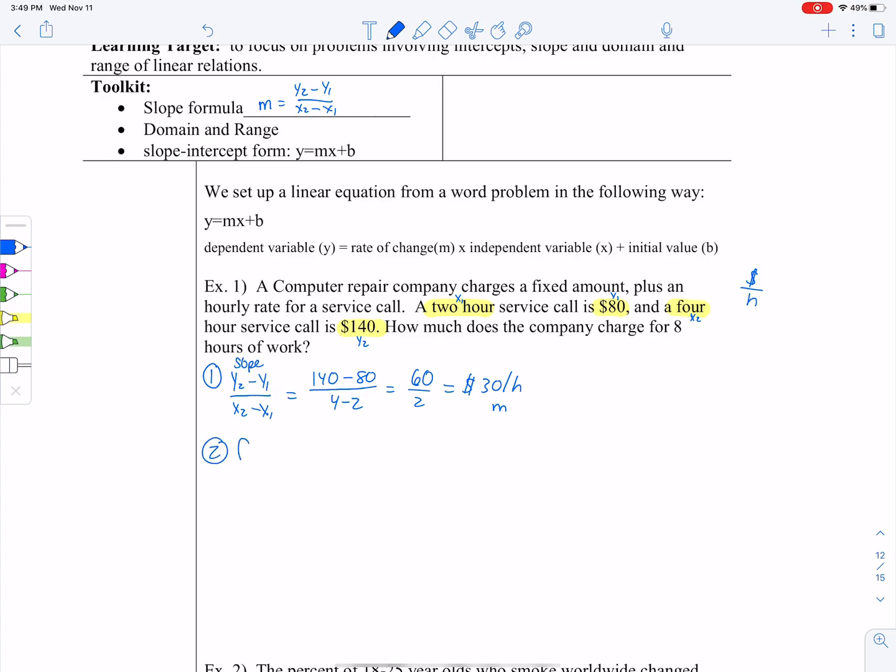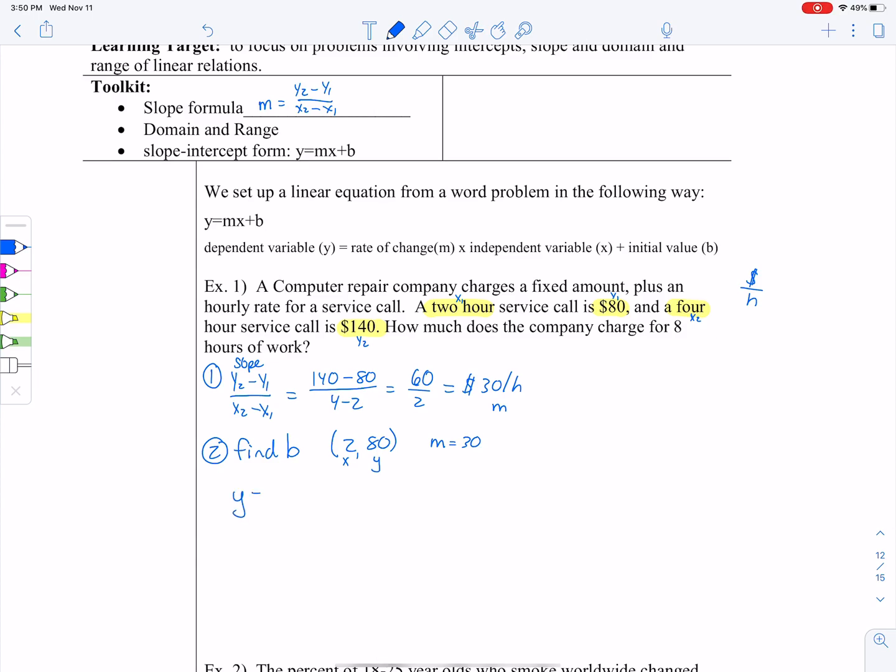Next, we need to find the b, the initial value. Okay, so we're going to pick one of our 2 points. It doesn't matter which one. I'll use the first one, which is 2 and 80. That is going to be our x and y. We have an m, which is 30. And we can plug those all in to find b.